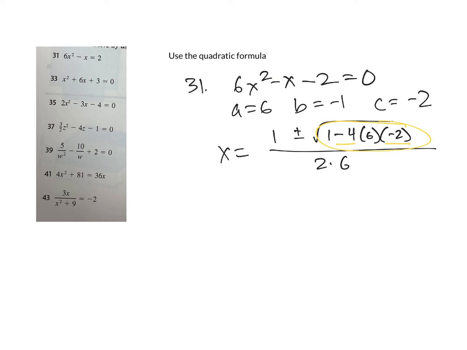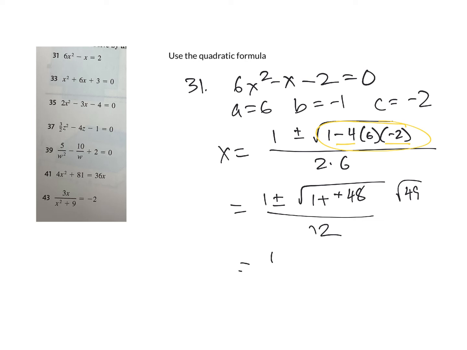All right, so let's move on and say 1 plus or minus. So we have 1 minus, leave the minus sign out, that's +4 then, okay? So 4 times 6 is 24, 24 times a -2 is a -48. So 1 minus the -48 becomes 1 plus 48, all over 12. And in the square root here, that's 49. So we have 1 plus or minus 7 over 12.